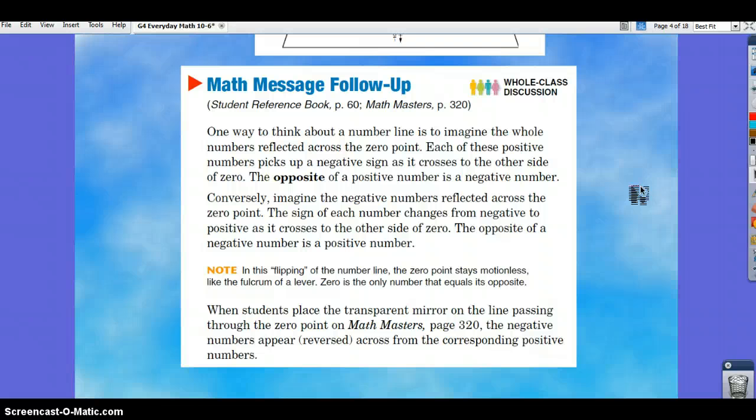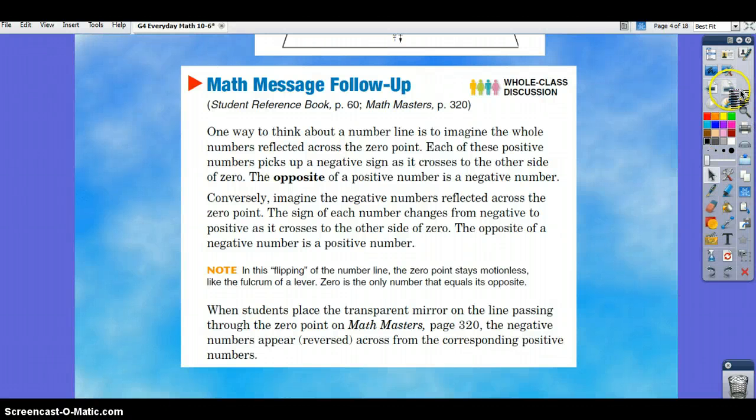Conversely, imagine the negative numbers reflected across the 0 point. The sign of each number changes from negative to positive as it crosses to the other side of 0. The opposite of a negative number is a positive number. When you place the transparent mirror on the line passing through the 0 point on Math Masters page 320, the negative numbers appear reversed across from the corresponding positive numbers. Take a look at that a second time to make sure that you understand what I'm saying here. If not, replay this part, or step back to the table and I'll explain it to you more thoroughly.